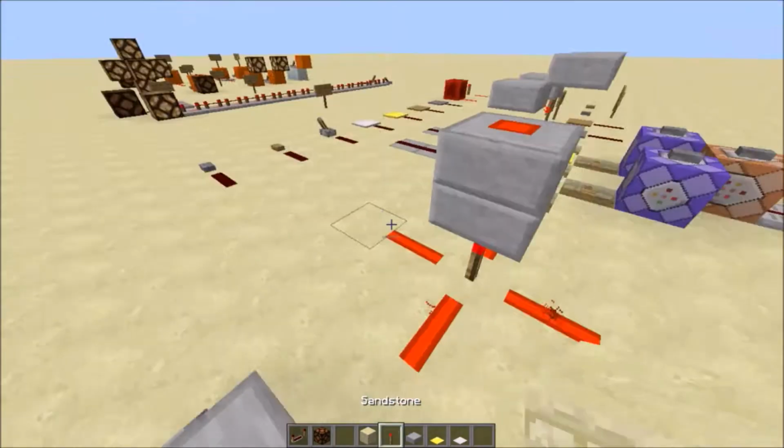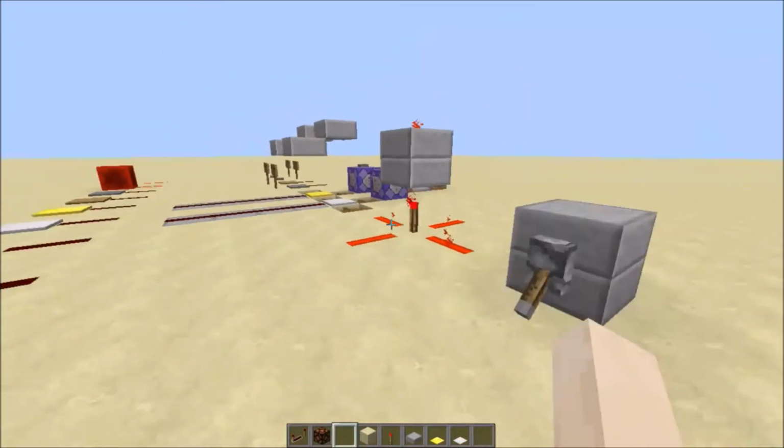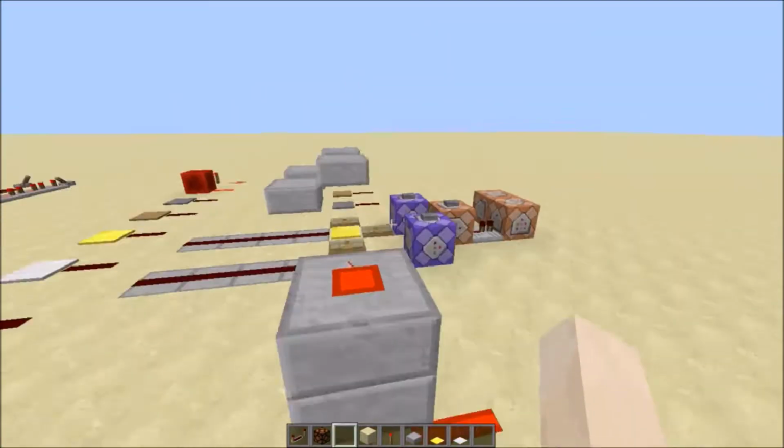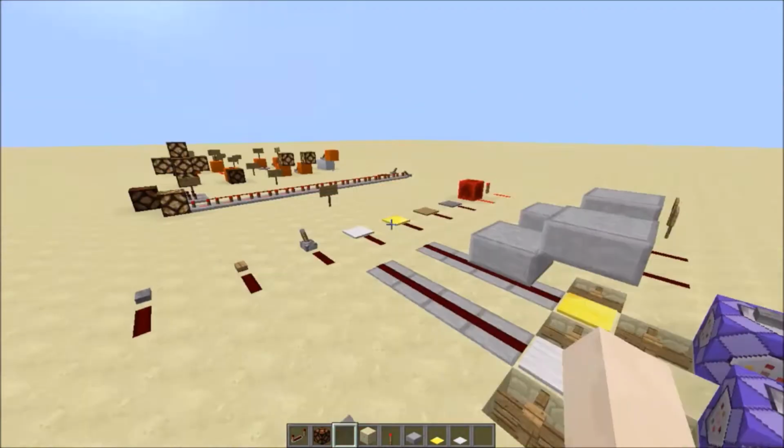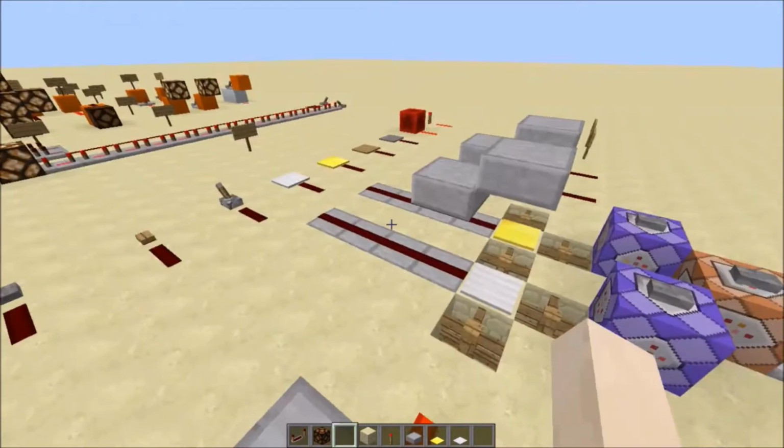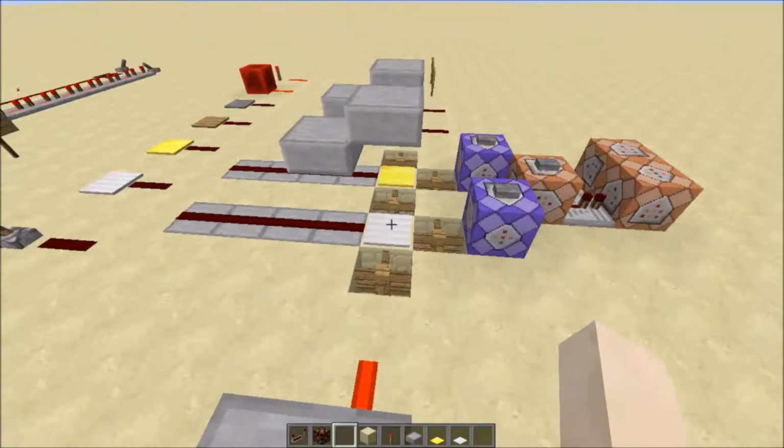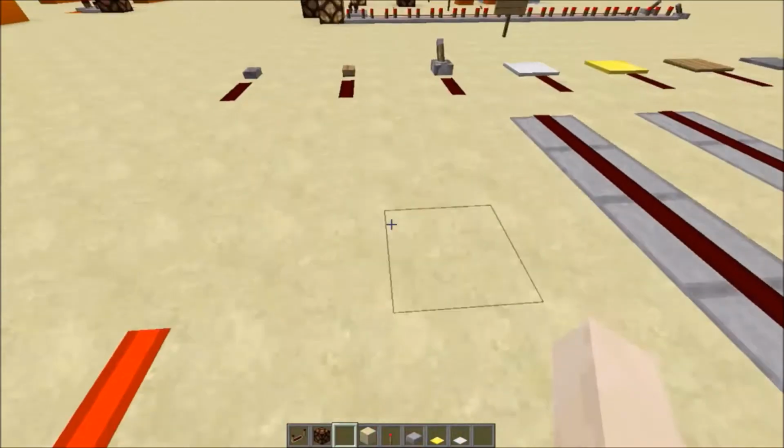That was a really short video, but I talked about the basics of redstone and basics of redstone powering, redstone sources, all the different types of redstone sources and how they are different from each other.